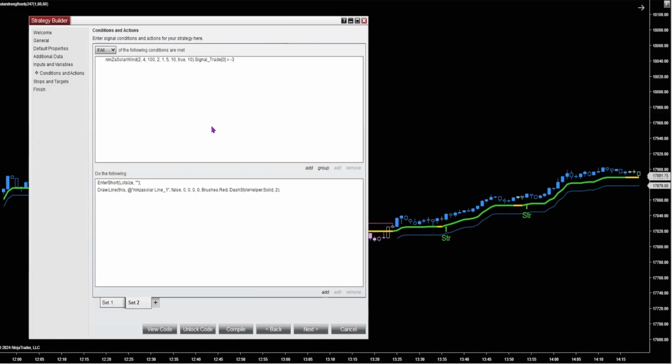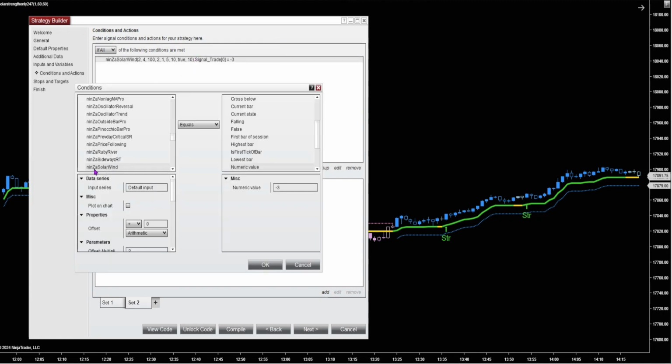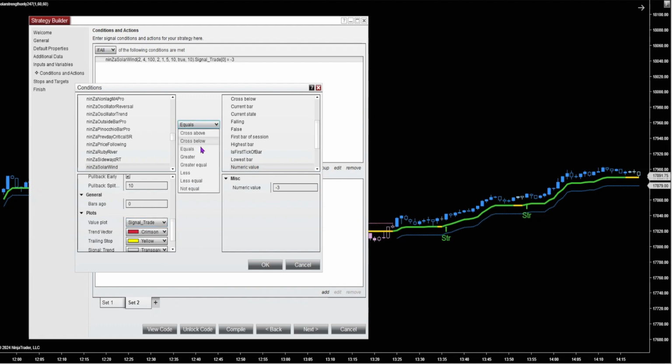So if I go into my strategy builder, I've got my condition for entering a short here. I've selected the Ninza solar wind indicator. For the value plot, I want signal trade, and I want to select equals. So the signal equals a numeric value of -3. That's the NinzaScript code for a strengthening signal short, -3.